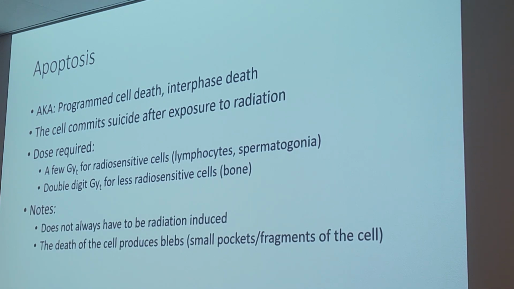We also have apoptosis. Other names for apoptosis are programmed cell death, cellular suicide. It's also called interphase death because it takes place during interphase. So the cell basically commits suicide after exposure to radiation. The cell receives radiation, it's like, I'm injured, I'm heavily damaged, I feel myself changing, I'm going to become a zombie. No, don't let me become a zombie. Take me out before I turn on you guys.